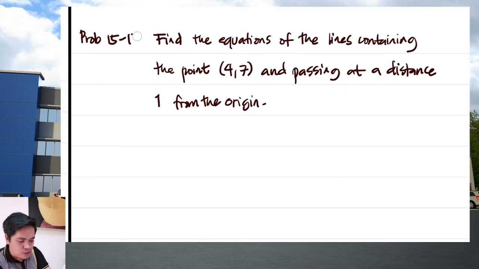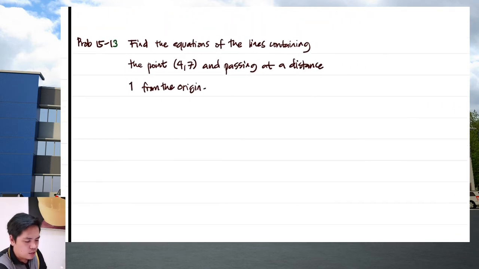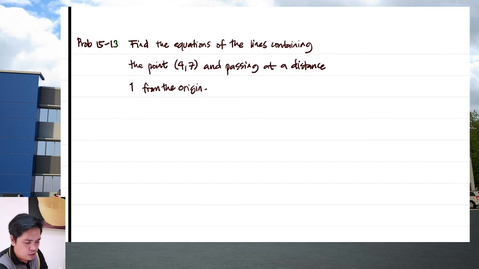This is problem 15-13. Find the equations of the lines containing the point 4, 7 and passing at a distance 1 from the origin. Okay, bakit kaya sinabing equations of the lines? Meaning, di lang isa yung possible answers. Let us take a look.